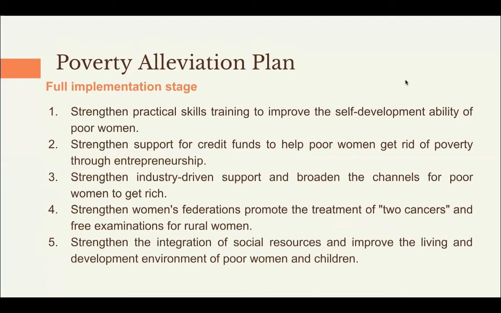Strengthen practical skills training to improve the self-development ability of poor women, promote the local government to ensure that impoverished women enjoy inclusive policy training, adhere to the actual needs of women as the orientation and carry out training programs suitable for the characteristic women in multiple forms and channels. Strengthen support for credit funds to help poor women get rid of poverty through entrepreneurship, lower the standard for women's microfinance, and improve the accuracy and effectiveness of microfinance. For poor women who have the willingness and ability to start a business, strive to achieve one entrepreneur and one household out of poverty through financial support, strengthen industry-driven support, and broaden the channel for poor women to get rich.